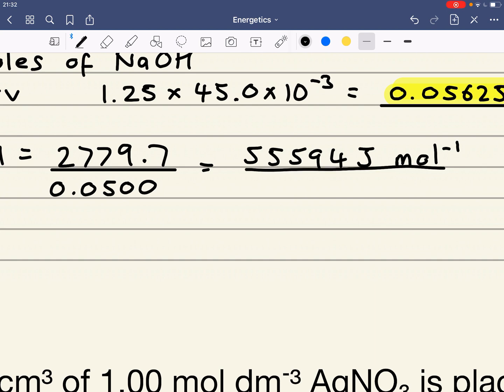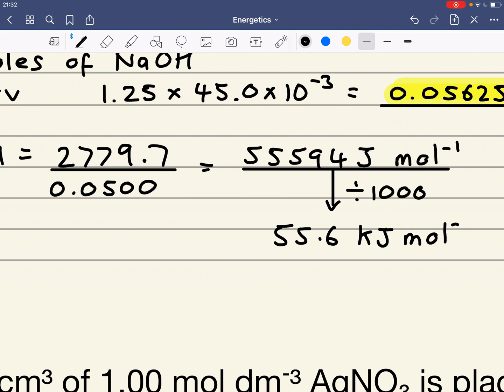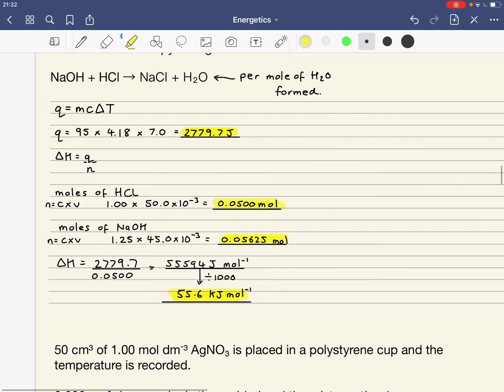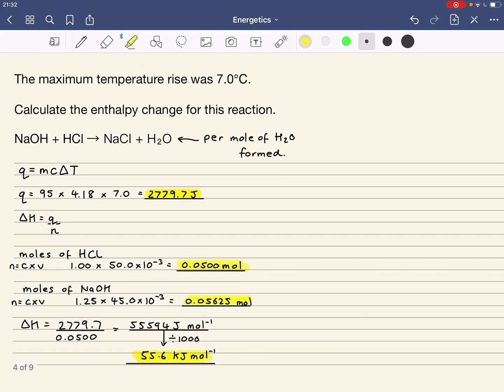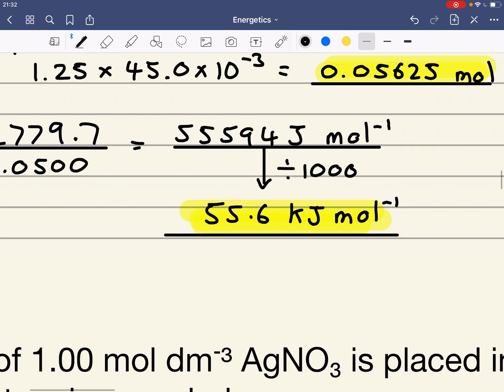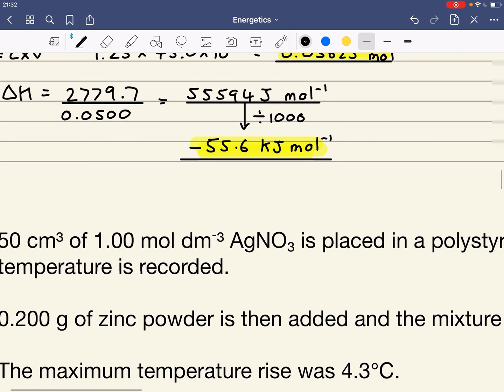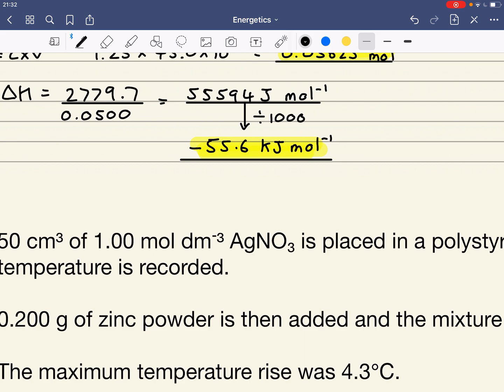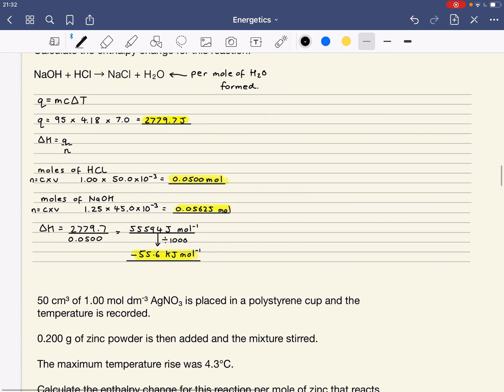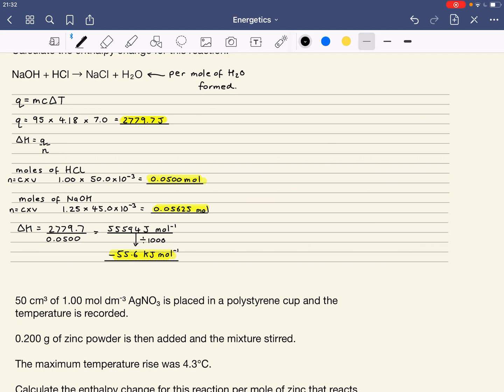Again, this is a very, very big number, so you would divide this by 1,000. And that gives you 55.6 kilojoules per mole. But remember, it said that the temperature rose. If the temperature rose, it was an exothermic reaction. So remember, we need to put a minus. The actual final answer is minus 55.6, which is roughly what you get per mole of water formed in a neutralization reaction.